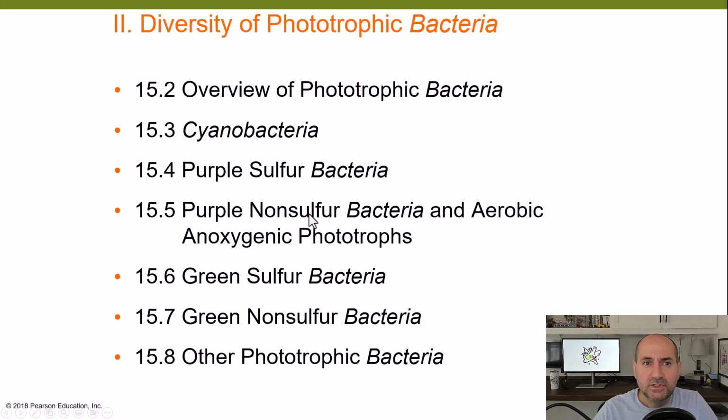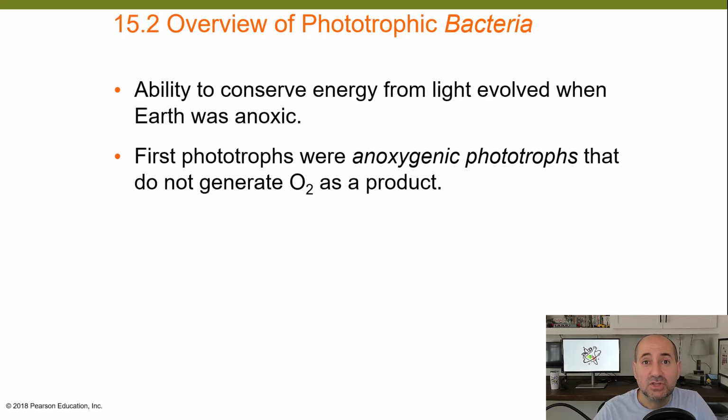Now, let's move on to the next part of the chapter, looking at diversity of the phototrophic bacteria. Phototrophic meaning getting their energy from the sun, from light. Now, what is an overview of these phototrophic bacteria? Remember, the Earth was anoxic. There was no oxygen in the atmosphere.